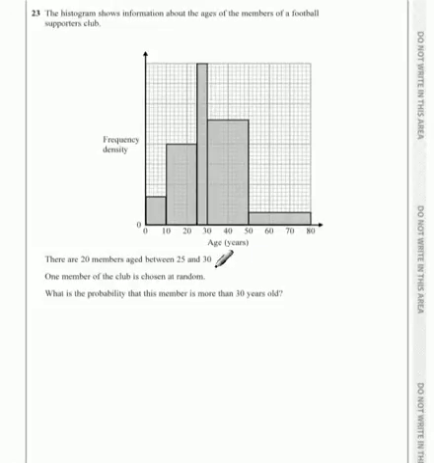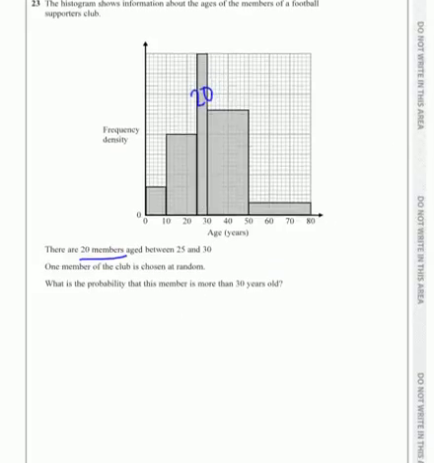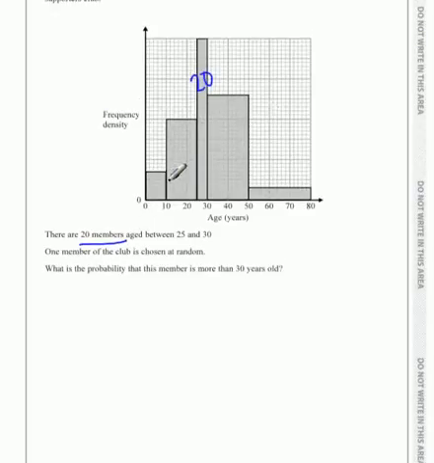Question 23, we are looking at a histogram. So along the bottom we have our age, and then up the side we have the frequency density. We don't have the scale here yet, so we're going to have to work that out to help us solve this problem. What we are told is that 20 members are aged between 25 and 30. So that is this tall group here. That has a frequency of 20. Now in a histogram, we know that the area represents the frequency. So the area of this middle bar is 20.